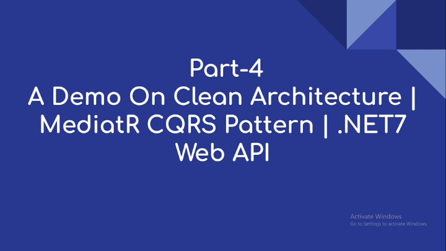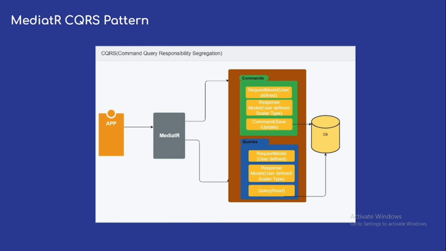So this is part 4 video on clean architecture MediatR CQRS pattern in .NET 7 Web API. In this video, we are going to implement command operation using MediatR CQRS. To implement command operation, we need to create request model, response model, and command handler.